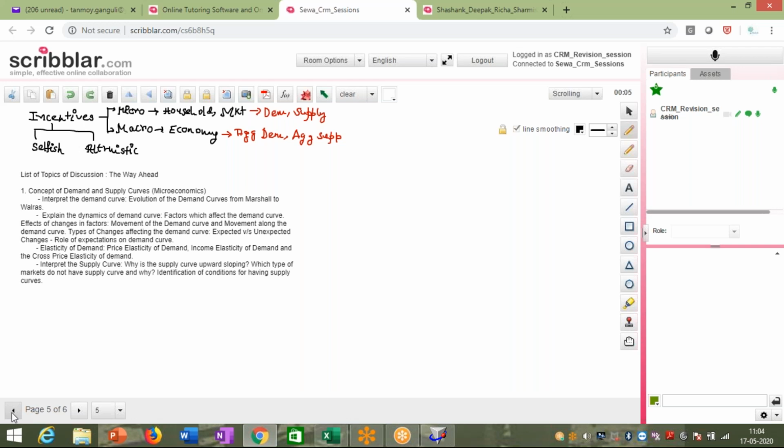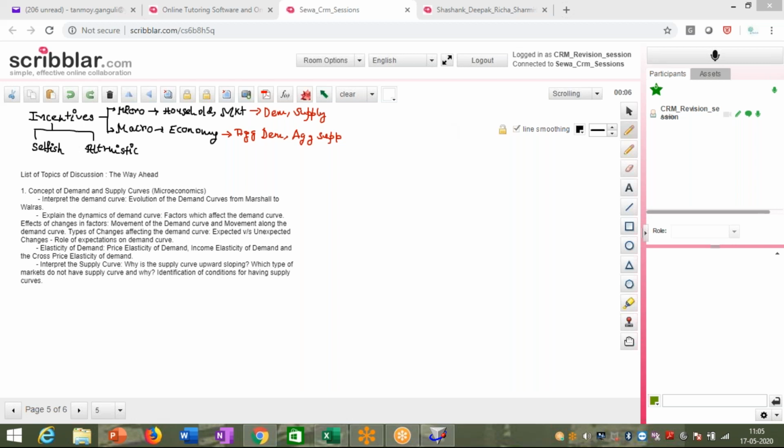So yesterday we had created a list of the topics going ahead. The most basic part that we start our discussion from would be the demand curve. This is one of the most important and most basic components of economics, that is, the demand. So we start off with interpreting the demand curve, right? That's the most fundamental part.